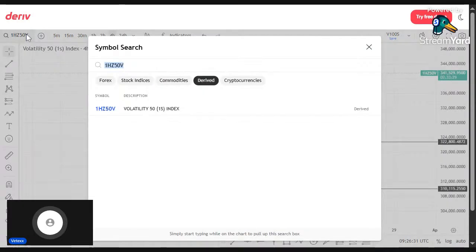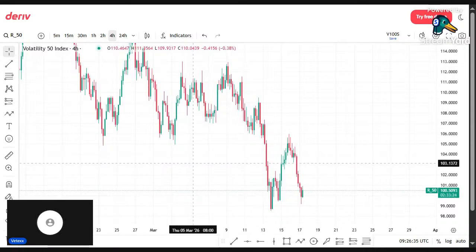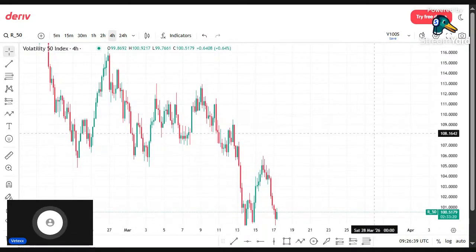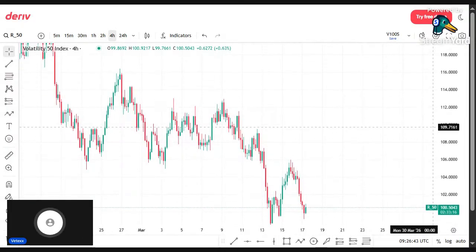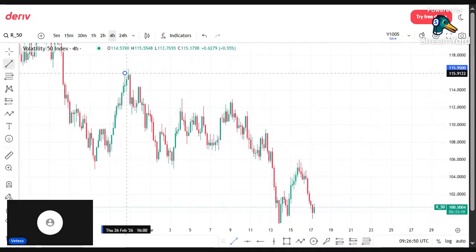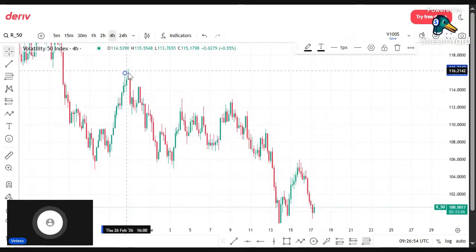So the next pair I'll be checking out is V50 index. What do we have on V50 index? This is what we have on the 4-hour time frame. There's a sweep of liquidity here, right? We have a sweep of liquidity here.